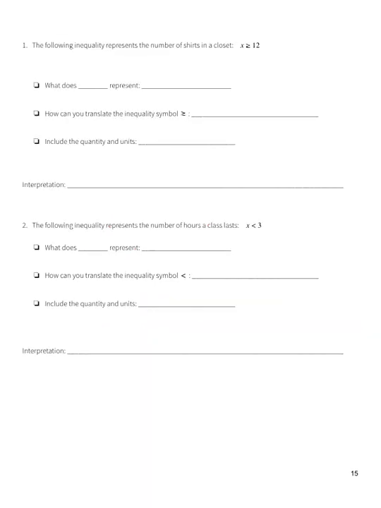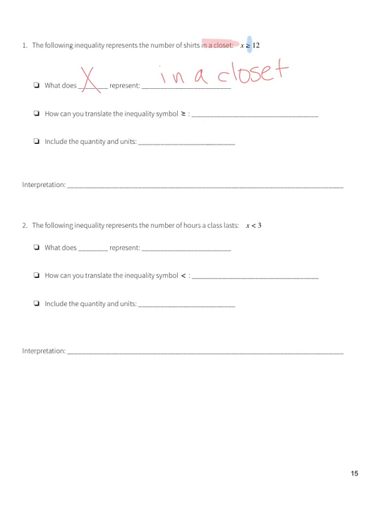Okay, we're going to break this one up. So the inequality represents the number of shirts in a closet. So first, what does the variable represent? X represents what's in the closet, in a closet. Okay. Now let's look at the inequality symbol right here. How can we translate that inequality symbol? Well, we look right here. It is a greater than or equal to.